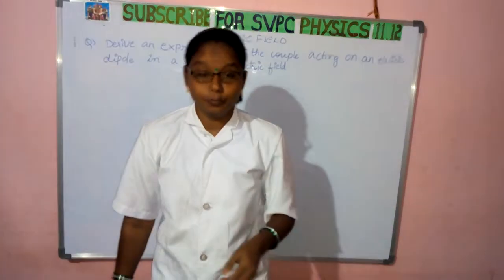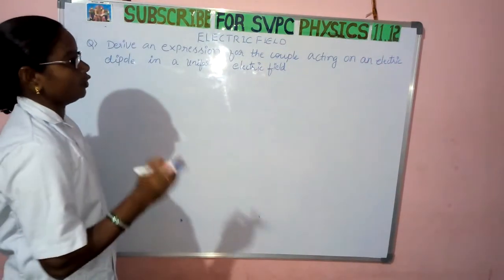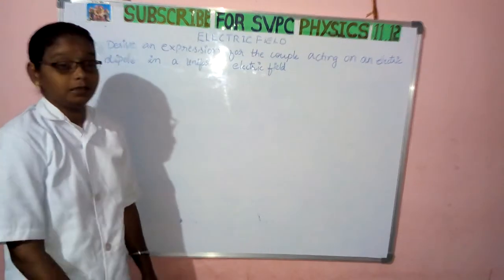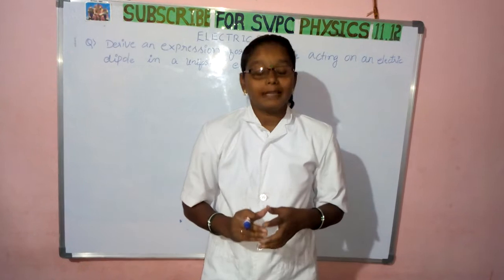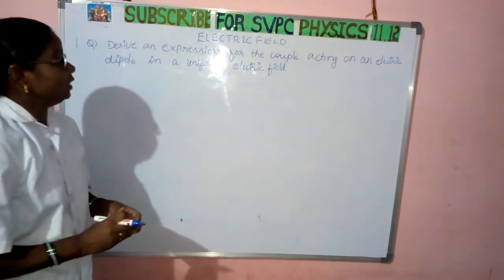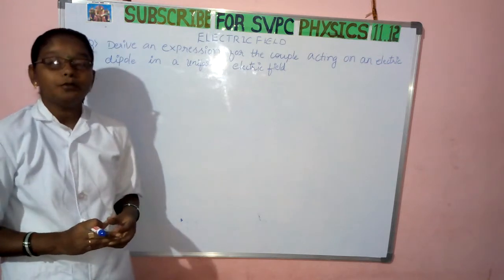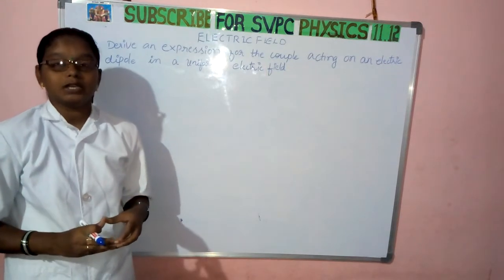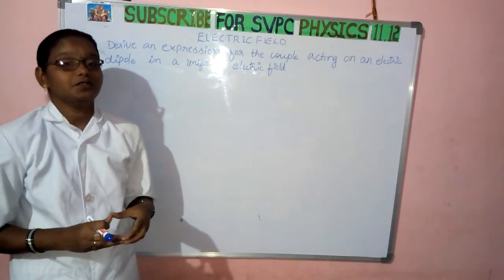Hi students, good morning. Today we will discuss how to derive an expression for a couple acting on an electric dipole in a uniform field. You know that a uniform electric field means the electric field intensity will be the same at all points, right? A dipole means it has equal and opposite charges. Those two charges are placed in a uniform electric field, and we have to derive the equation in that case.